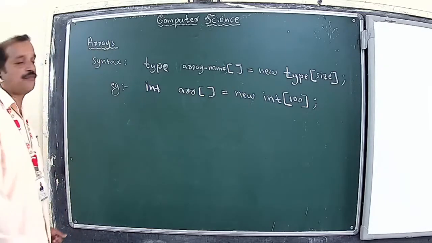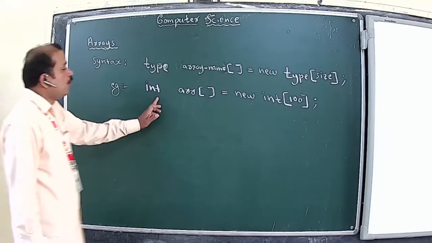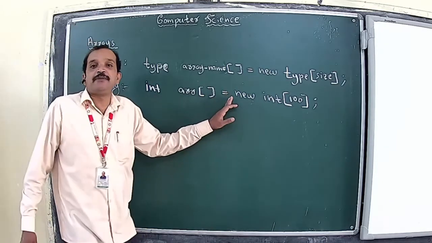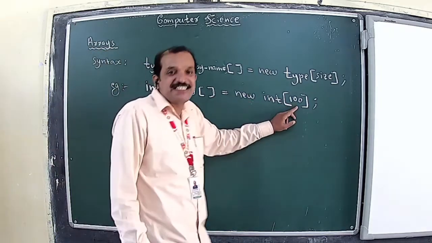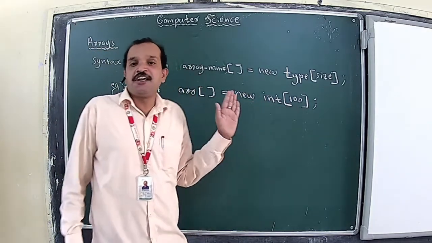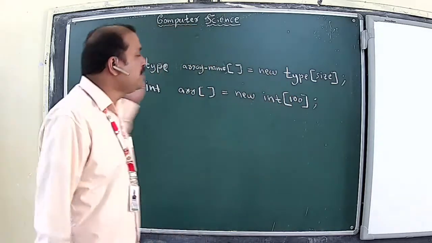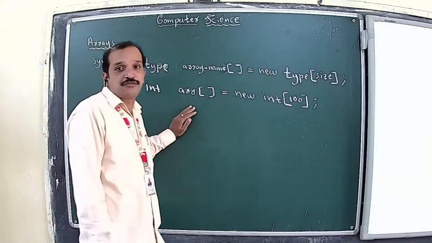100 is the size of the array. Yes, so this is how an array can be declared. By changing the size, you will be able to create an array of any size as well. So any number of elements can be stored as part of this array.